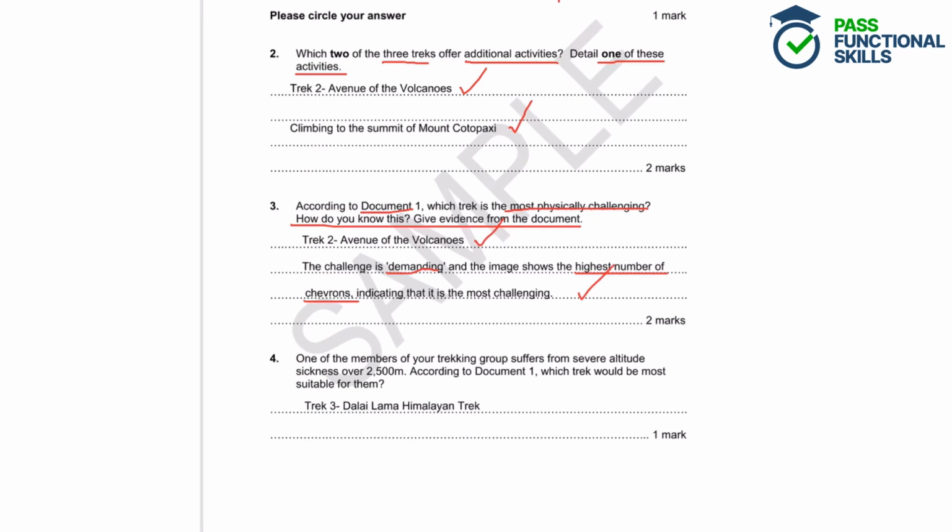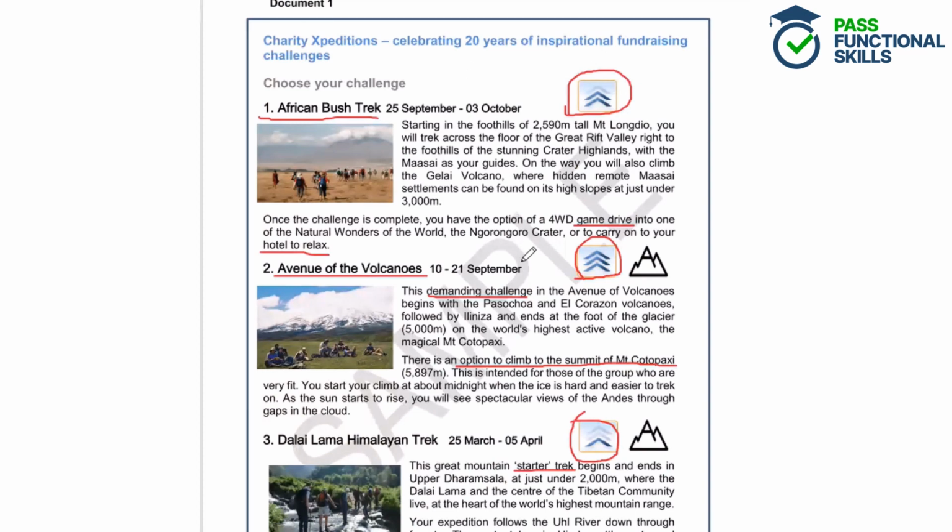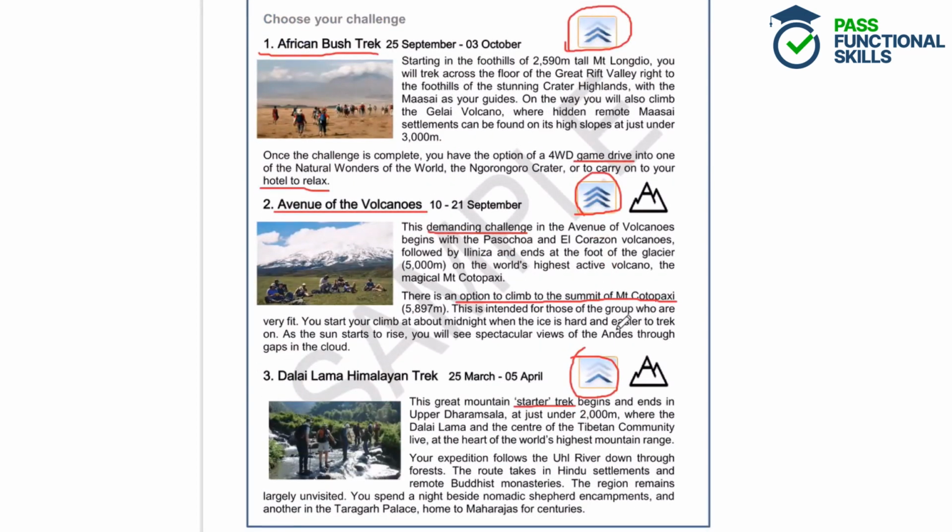Question 4. One of the members of your trekking group suffers from severe altitude sickness over 2,500 metres. According to document 1, which trek would be most suitable for them? So in this question, we've got a friend suffering from sickness over 2,500 metres, and we have to look in document 1 to find which trek would be most suitable for them. So we need to see how high each of the treks are. So we're going to be looking for numbers here in each of the treks. We're going to be looking for how tall they are.